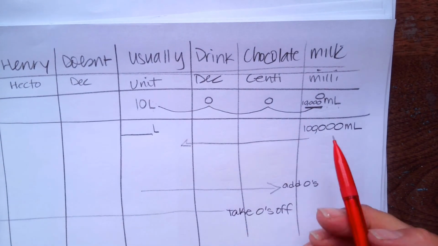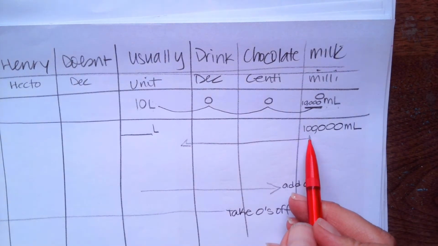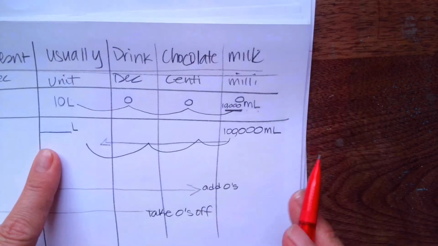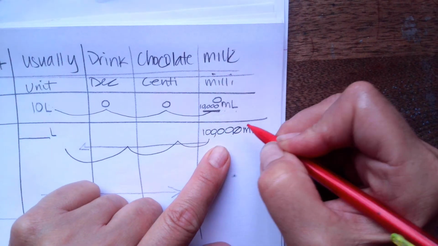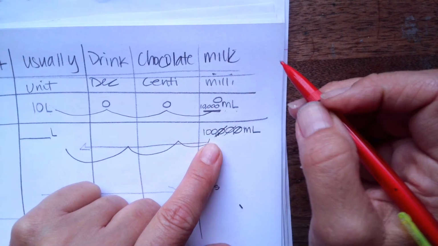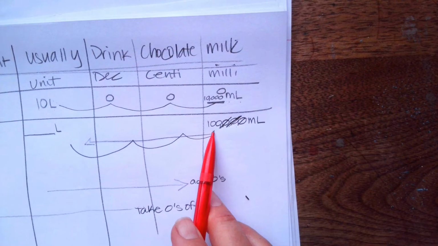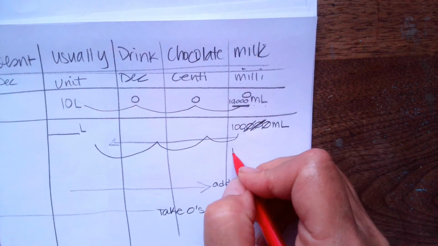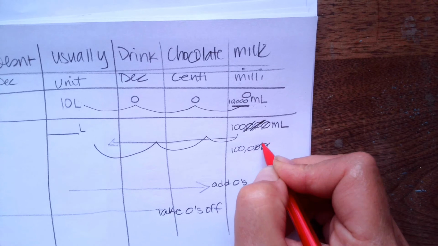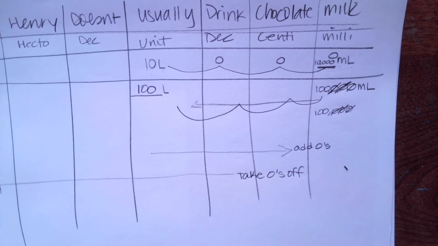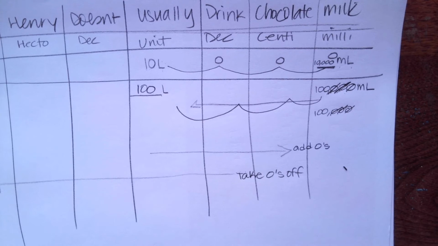So how many jumps, Jacob, did I go from milli to liters? 1, 2, 3. So instead of putting zeros on, I'm actually going to cross 3 zeros off, because I'm going from a small unit to a bigger unit. So what would that number be with 3 zeros crossed off? I had 100,000, and I'm going to cross 3 zeros off. So that is 100 liters. Okay. And I don't expect you to get that right this second. It's okay. It takes a little time.